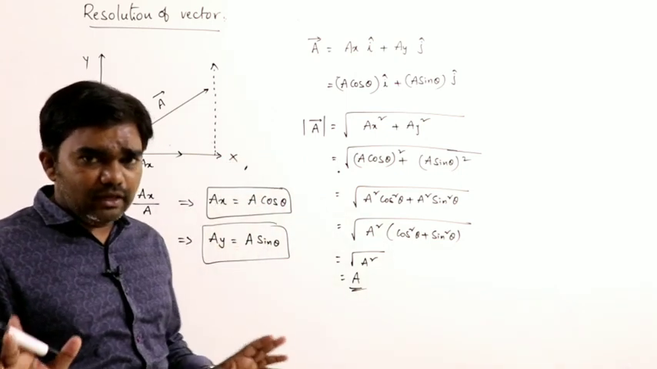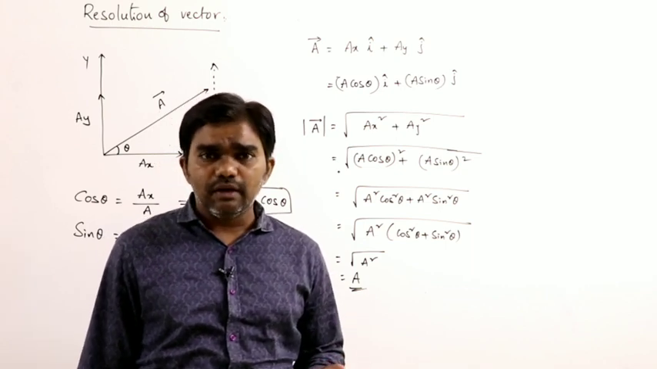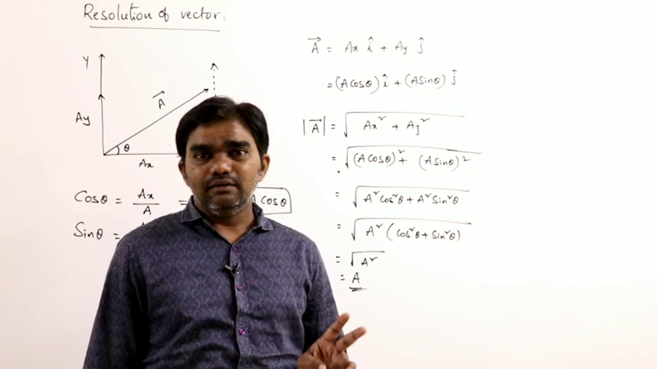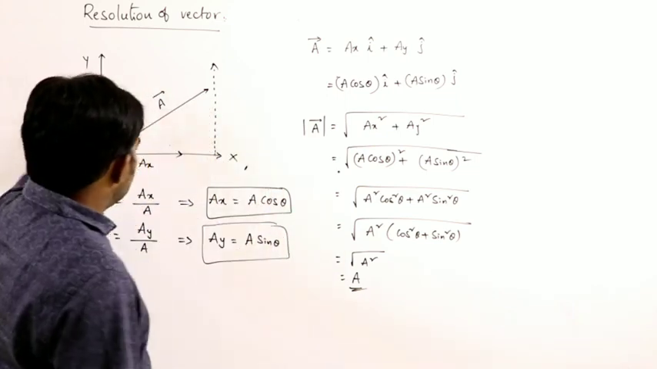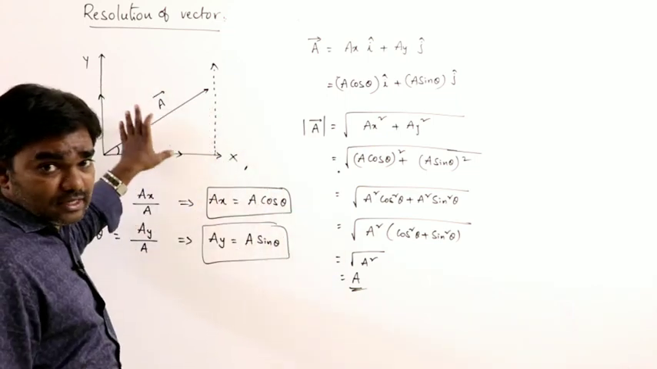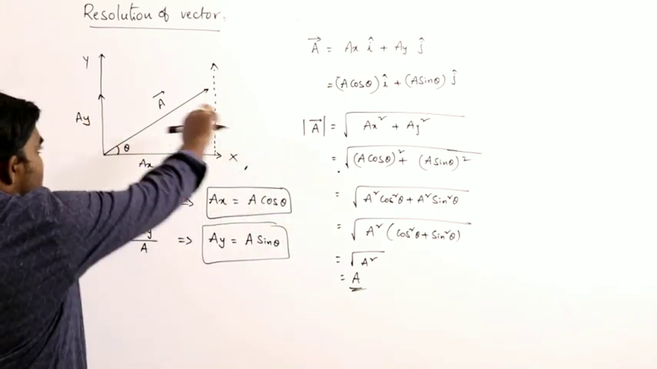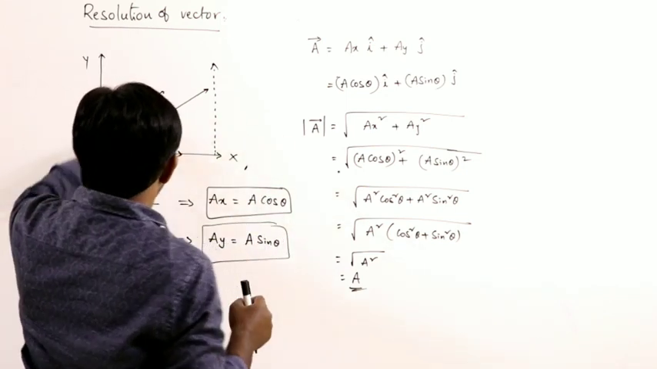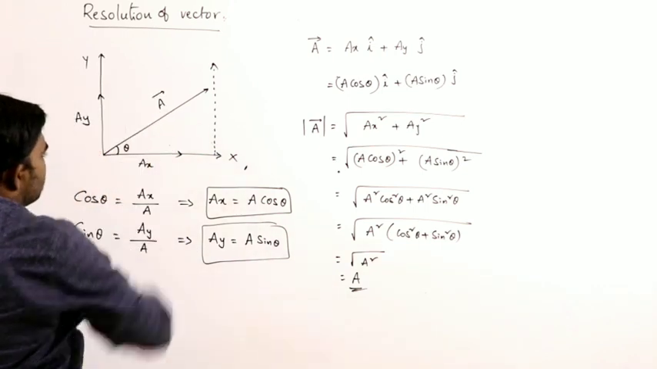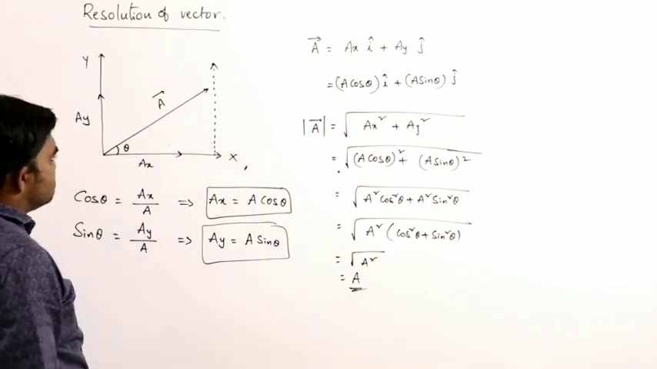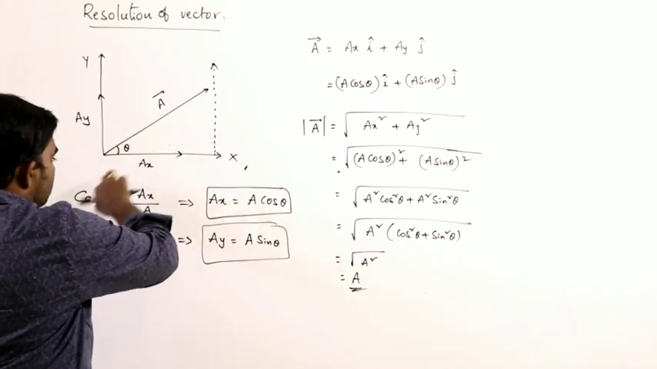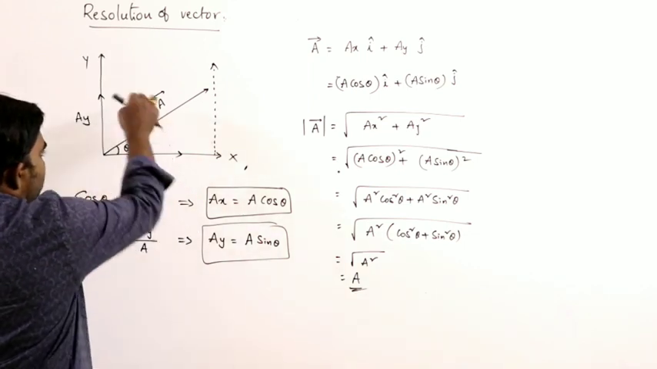Any vector can be divided into two mutually perpendicular components in the given plane. Here I am considering the xy plane. In this plane, let a bar be a vector. This a bar makes an angle theta with the x axis. That is why cos theta can be written as adjacent side by hypotenuse.